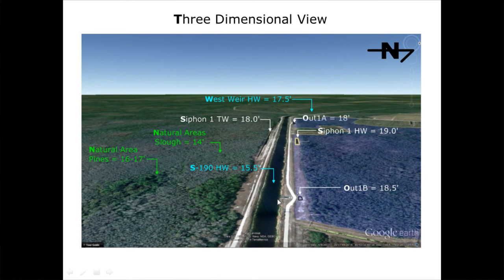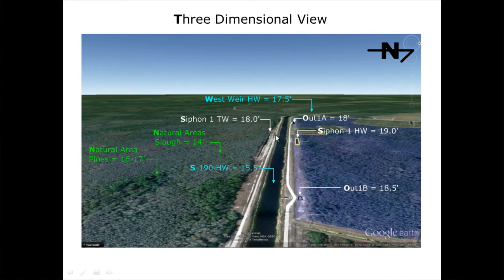And here's what it looks like, all those elevations. So on the day we were out there, the stage in the West Weir was 15.5. I'm sorry, the stage in the S190 headwater was 15.5. The West Weir was 17.5. The overflow elevation in out 1A is 18. Out 1B is 18.5. And for the siphon, it's 19. And the slough floor, the flowway floor, is around 14 feet in the downstream area, and the siphon S1 tailwater trench, the lip of that is around 18 feet.